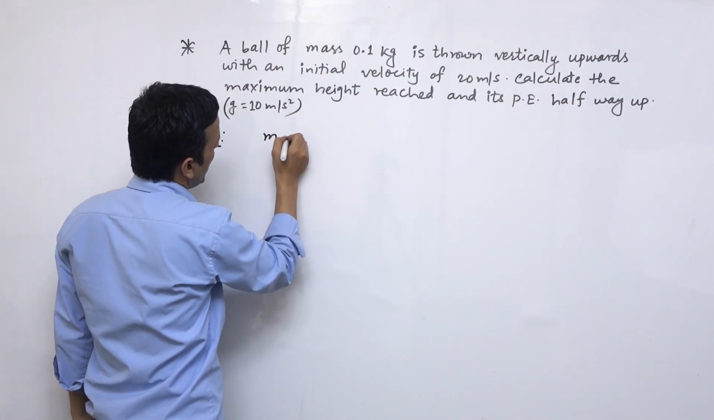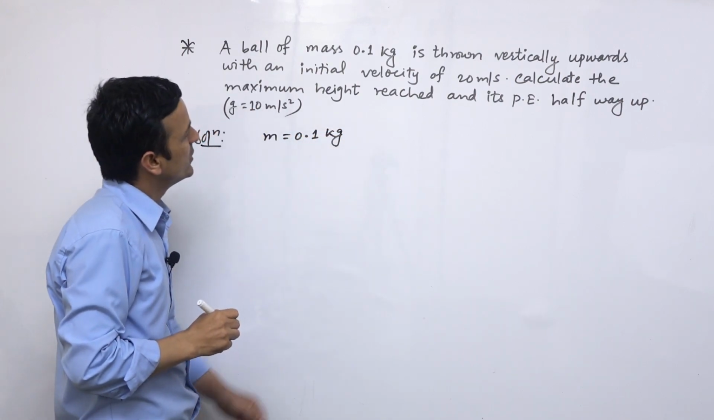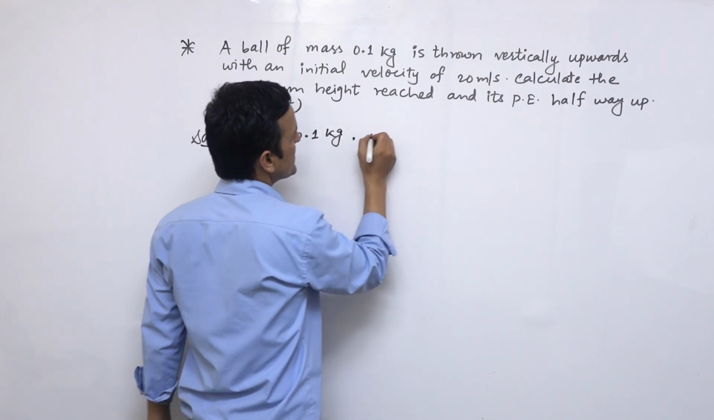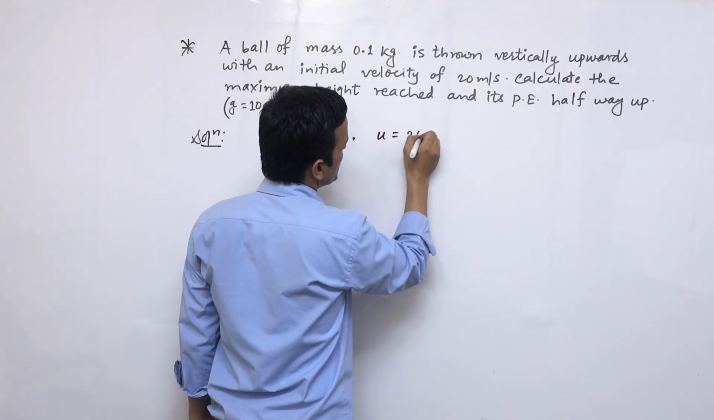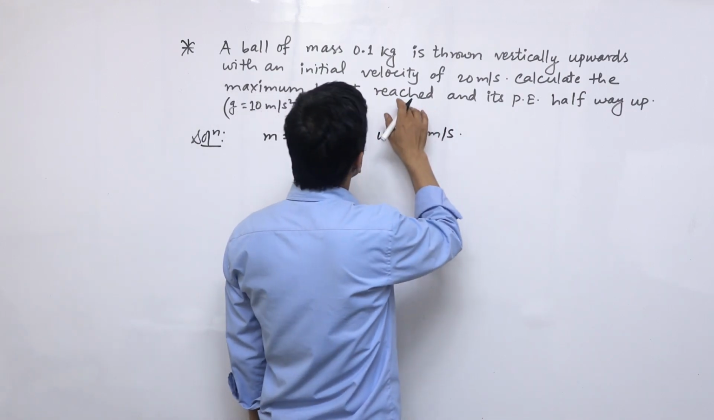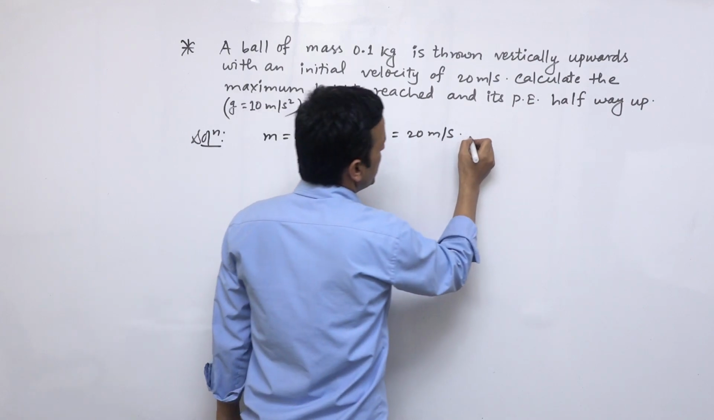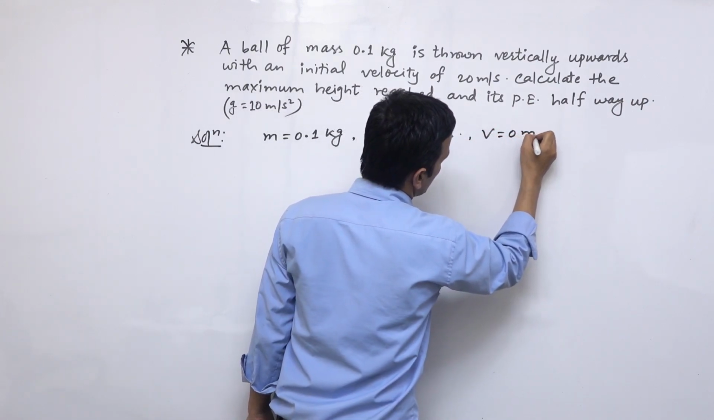So now mass is given, so m is equal to 0.1 kg. It is given here with an initial velocity of 20 meter per second. And maximum height reach भनेको त्यो maximum एउटा point मा certain point मा its final velocity becomes 0.